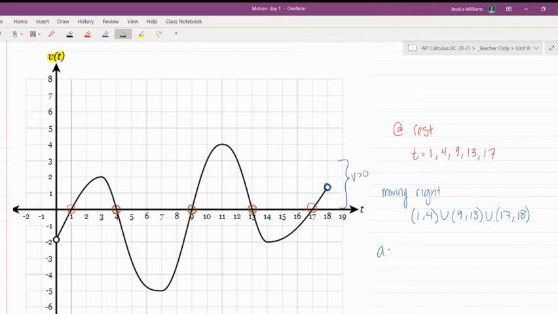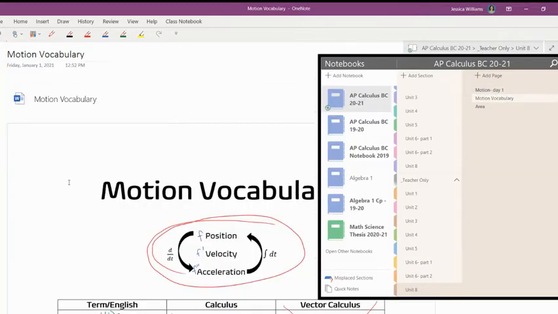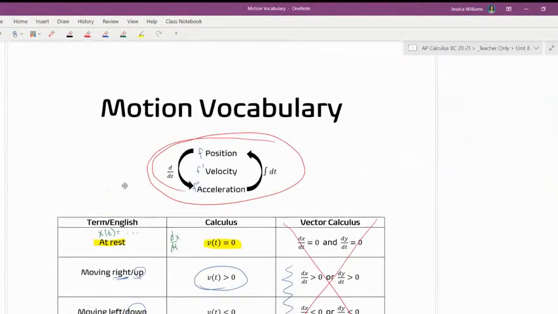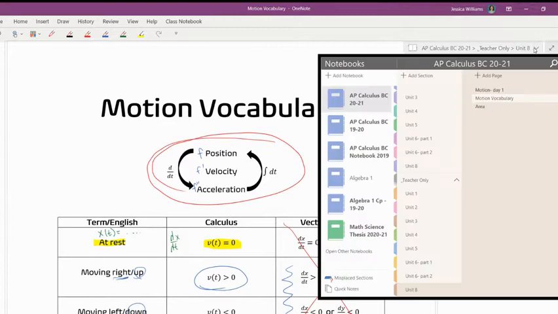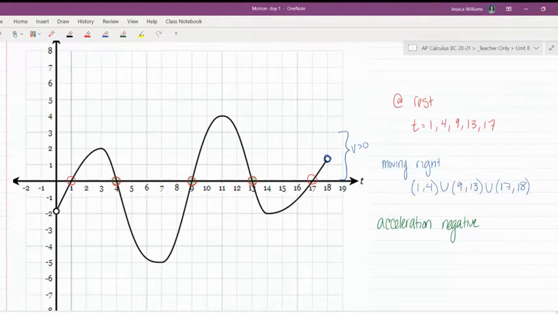when is the acceleration negative? Okay, so if I go to my vocab sheet, I don't have acceleration negative on my vocab sheet. But if I know this, I don't need it. So I know acceleration is the derivative of velocity. So they're asking me, when is the derivative of this graph? Instead of writing acceleration, I'm going to relate it to what I'm looking at. When is v prime negative?